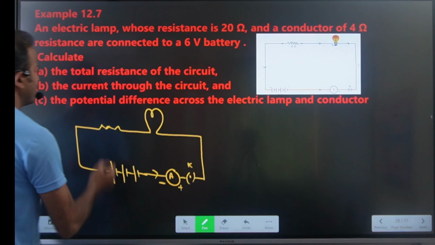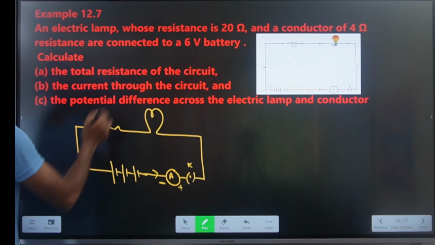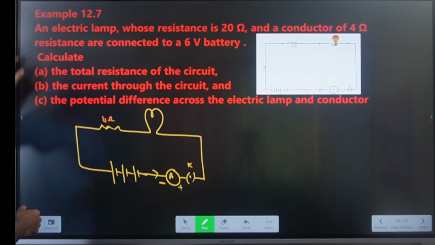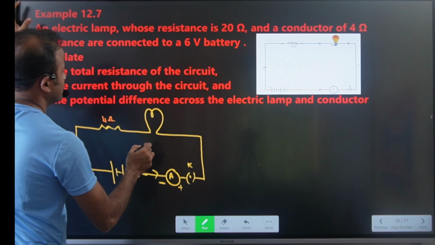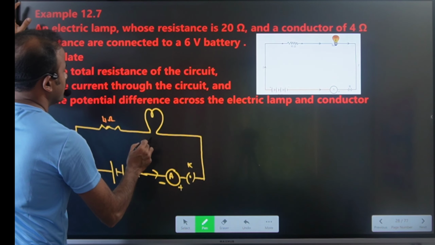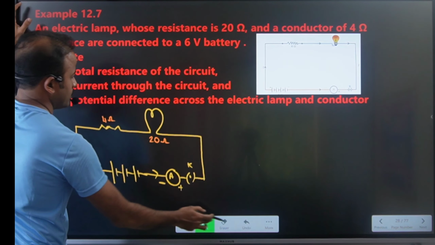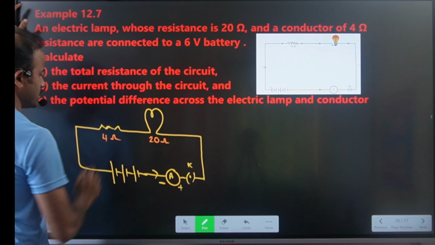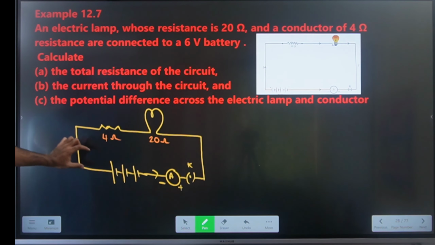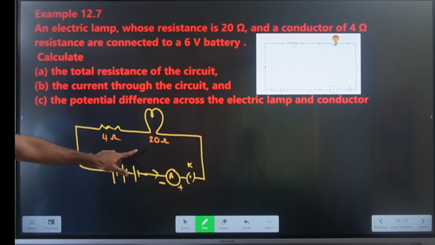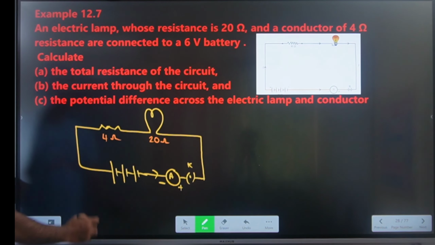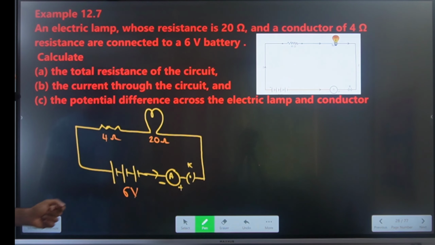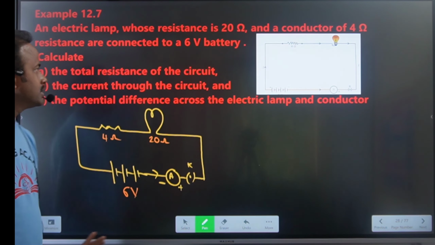Now what is the value of the resistor given here in the question? This is 4 ohm. What is the resistance of the electric lamp? Electric lamp resistance is 20 ohm. So you write here 4 ohm, and this is 20 ohm, and these two are connected to the battery of voltage 6 volt. These two are connected to the 6 volt battery, and again we connected a meter and switch key.